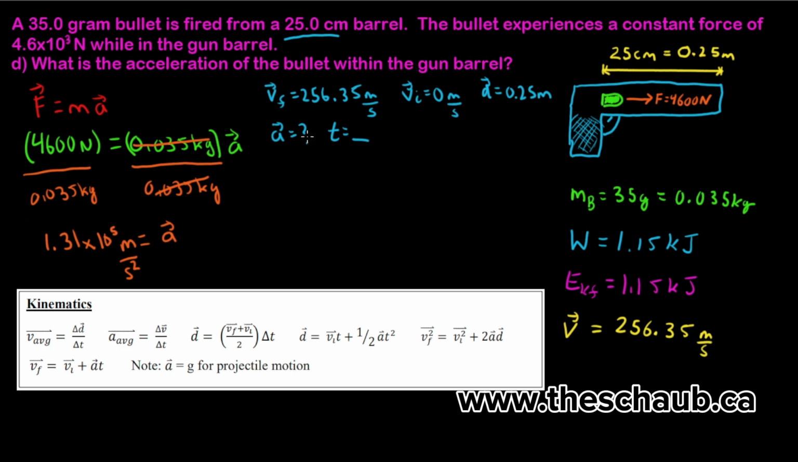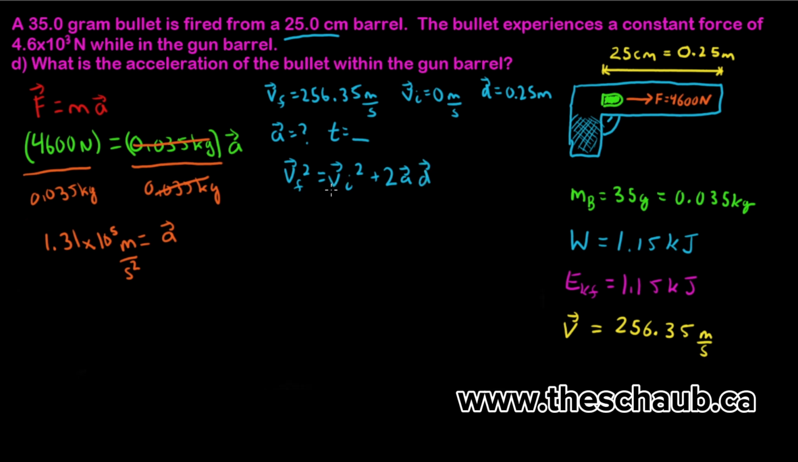So now we can select our equation. We need an equation that doesn't have time in it because we're not looking for time and we don't have time. So this equation here has time. This equation has time. This one doesn't have time. Let's just confirm that yes, this one also has time. So we'll solve for the acceleration using this equation here. Vf squared is equal to Vi squared plus 2 multiplied by the acceleration multiplied by the displacement.